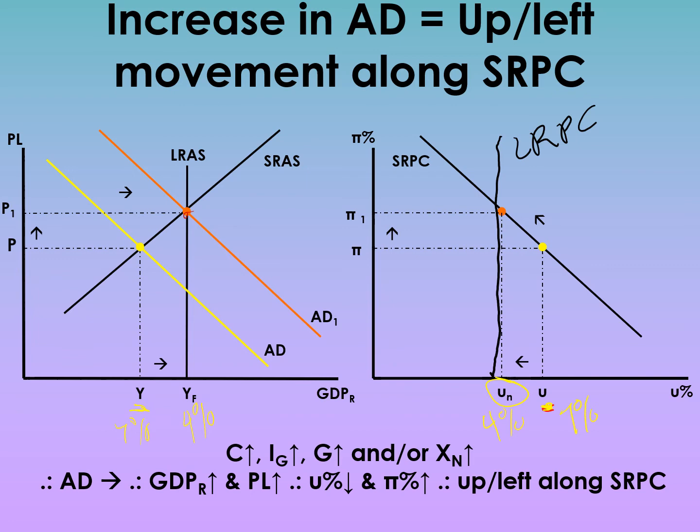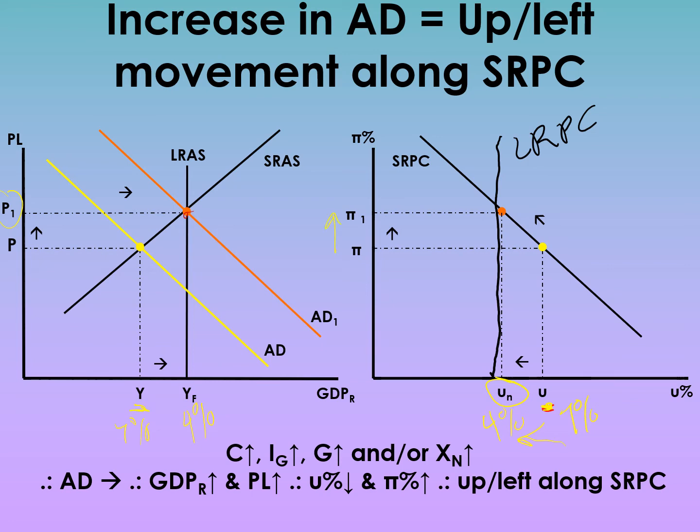Okay, when we did the fiscal policy, it caused the unemployment rate to fall. And so you can see that that's what we showed on our Phillips curve. We went from 7% to 4%. But it also caused the price level to rise. And so that's why our inflation went from pi to pi 1.